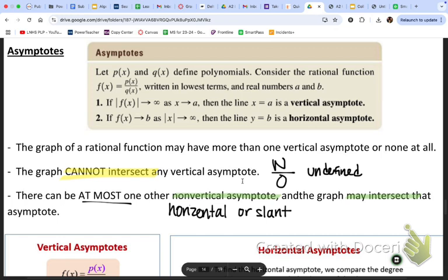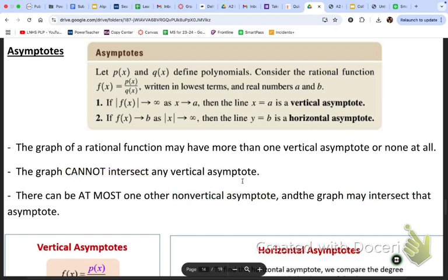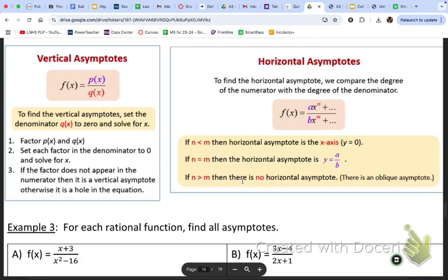So you either have horizontal or slant. If I have a horizontal, I'll cross out the slant. If I have a slant asymptote, I'll cross out horizontal. Can't have both. You might have more than one vertical asymptote, though. Should I say don't touch the butts, plural, in some situations.